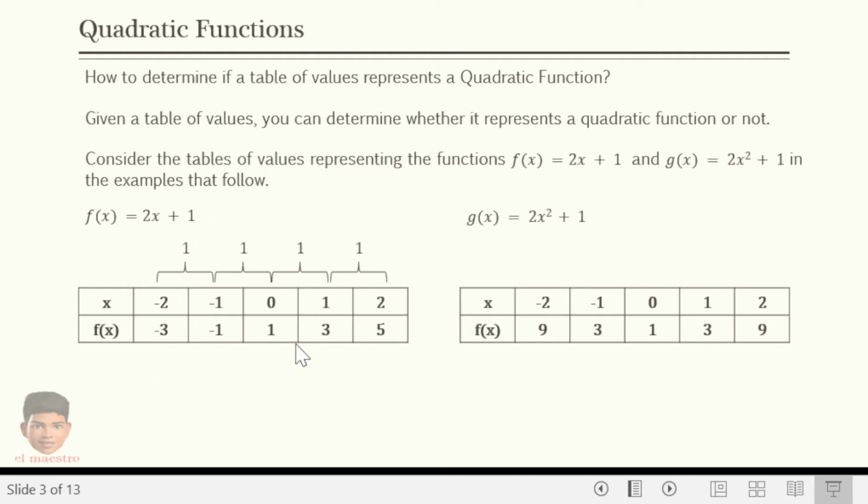Okay? How about dito sa f of x? Tingnan natin yung difference niya. So, negative 1 minus negative 3 is 2. 1 minus negative 1, that is 2. 3 minus 1, that is 2. 5 minus 3, that is 2. Okay? So, nakita nyo, uniform yung difference ng bawat values na nandito sa table of values natin. So, what does it imply? Pag yung first subtraction natin is makakaroon kaagad tayo ng uniform difference, then this table is a linear function. Okay? Automatic yan. Linear function kaagad.